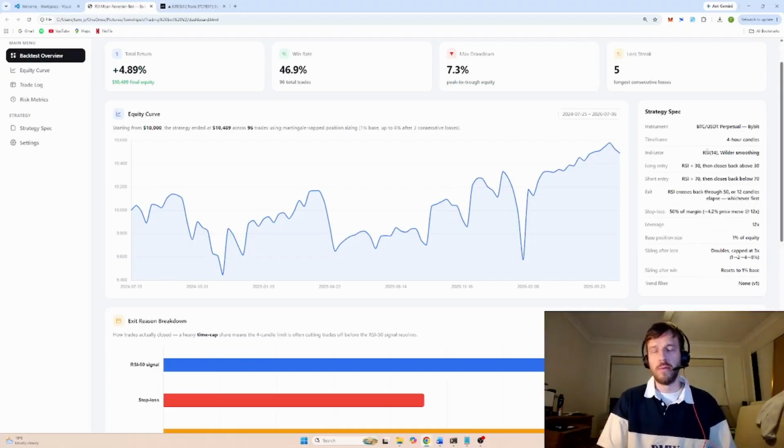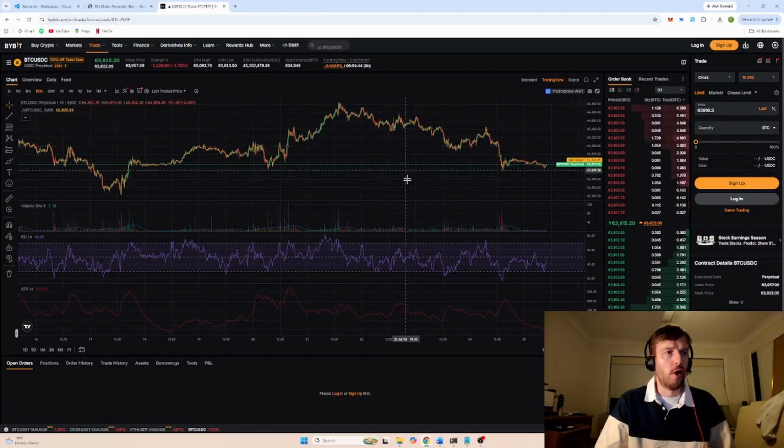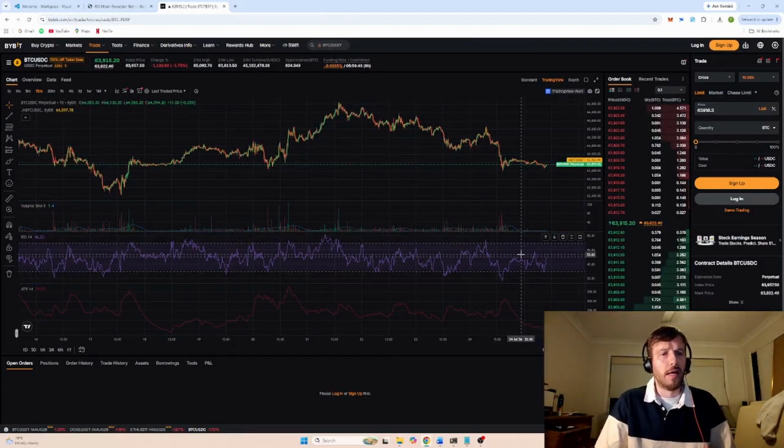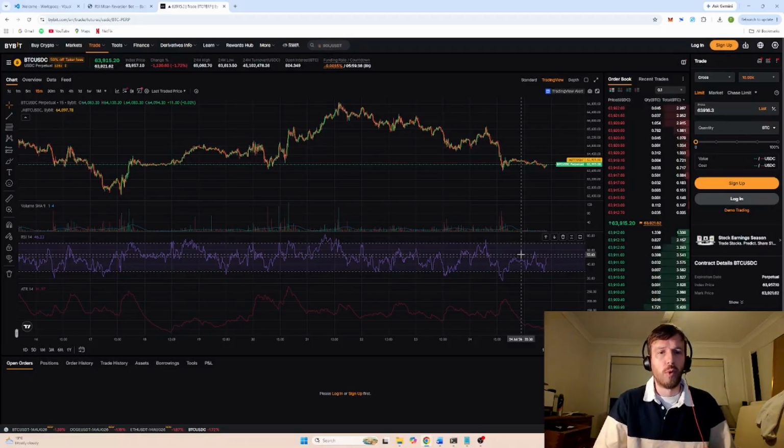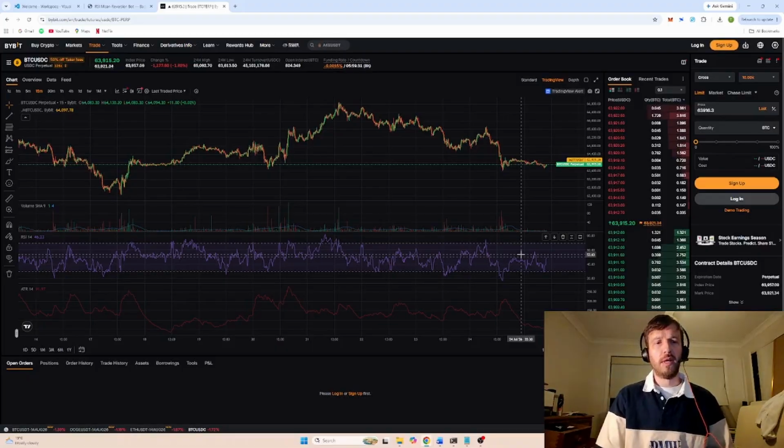So RSI, or relative strength index, is an indicator to determine whether something's been sold or bought too hard. Scale from 0 to 100. Generally speaking, if RSI goes below 30, it's considered oversold, and vice versa, if it's over 70, it's considered overbought. So the strategy is betting on the reversal once it hits either of these thresholds on either side.